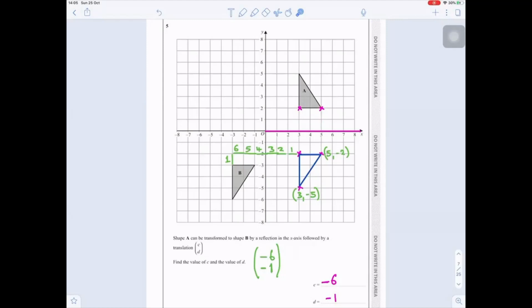And then after that, you would have to translate it. To translate it, you want to move it to where B is. You can count moving it to the left: 1, 2, 3, 4, 5, 6. You move it 6 places to the left, and then 1 place down. When you move to the left, you use a minus, -6. And when you move down, you use a minus. So 6 places to the left and 1 down. So the translation is (-6, -1).